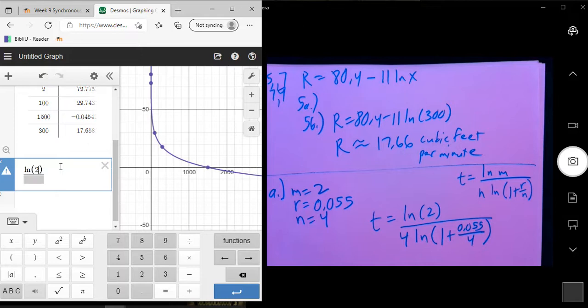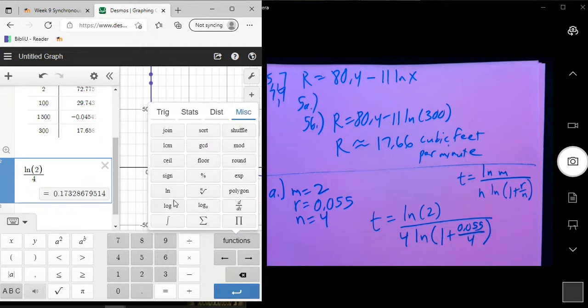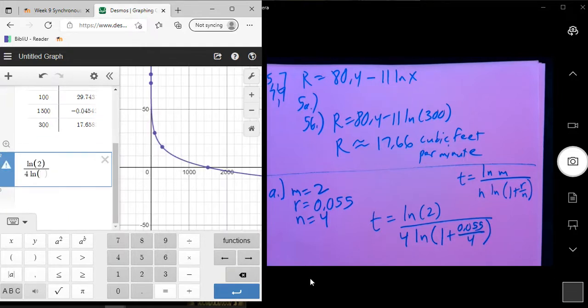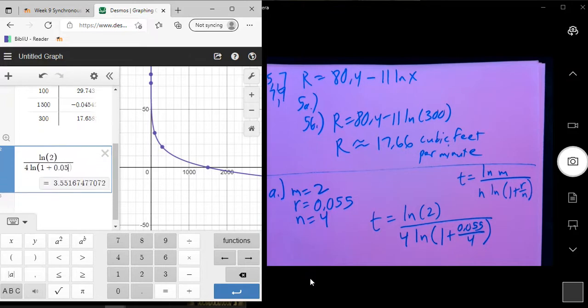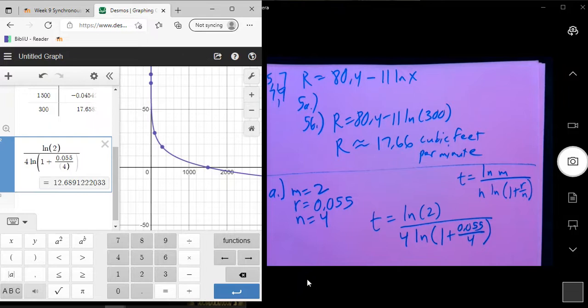All right. And then in our denominator, we have 4, and then a natural log. And then we will have 1 plus 0.055 divided by 4. So we will have approximately 12.689, and that's years.